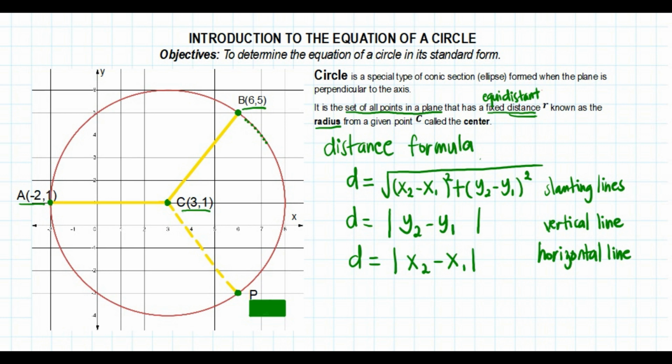For example naman dito sa horizontal line, y sub 2 minus y sub 1 will be the same. So, pag minus natin ng same number, it becomes 0. So, 0 na rin ang value nun. Now, bakit i-absolute value natin? Kasi kahit negative ang makuha natin dyan, gagawin pa rin natin siyang positive kasi walang negative na distance.